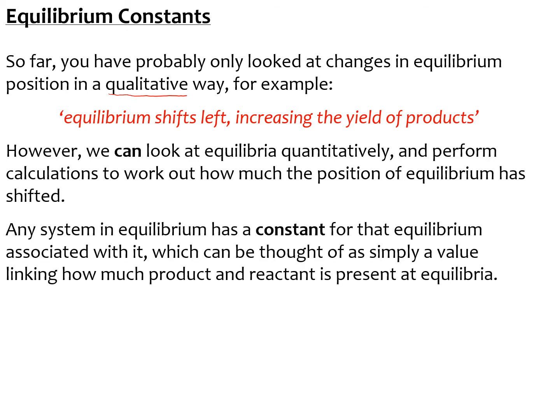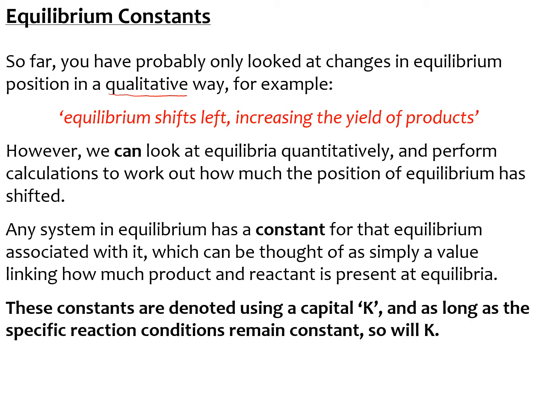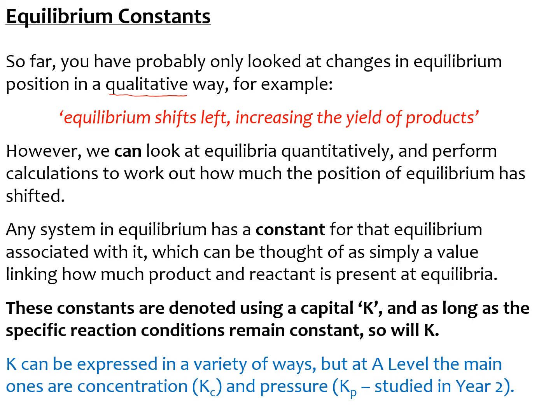equilibrium has shifted. Any system in equilibrium has a constant for that equilibrium associated with it, which can be thought of as simply a value linking how much product and reactant is present at equilibria. It's almost as simple as it being a ratio. These constants are denoted using a capital K, and as long as the specific reaction conditions remain constant, so will K. K can be expressed in a variety of ways for a variety of different chemical parameters, but at A-level the main ones are concentration, Kc, and pressure, Kp, which is studied in Year 2.